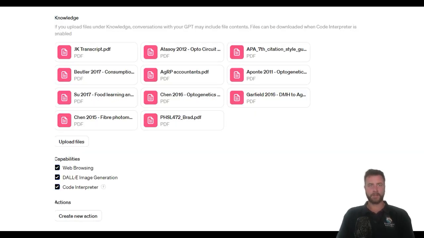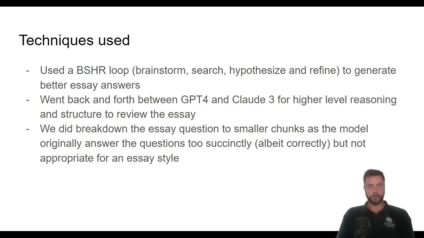We uploaded a lot of information, especially around the literature reviews and the papers provided. This allowed for a technique called RAG, or retrieval augmented generation, to customize the output. So we use what's called a BASHIR loop, or a brainstorm, search, hypothesize, and refine loop to generate better answers. So with the output, we were able to take it, and then the answer itself was just the right answer. How can we make it better? How can we refine that answer?